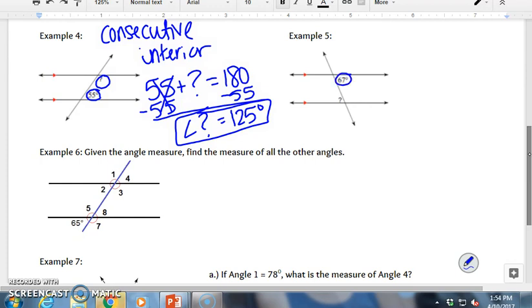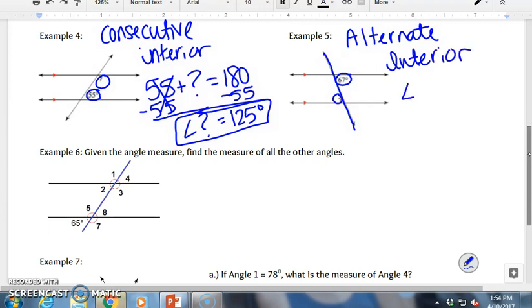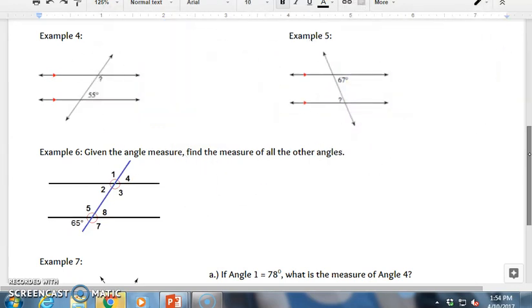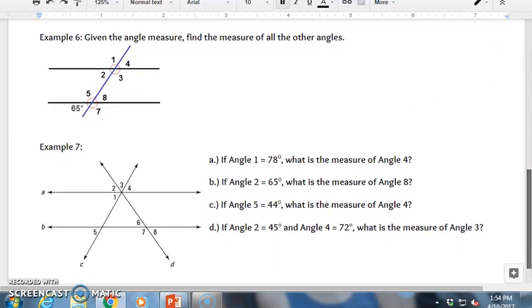All right, 67 and the question mark, they're inside of the parallel lines, but they're on opposite sides of the transversal. So that means they're going to be alternate interior. And alternate interior are going to have the same angle measurement. So angle question mark is going to equal 67 degrees. Hopefully you're kind of getting the gist of these and when they'll be equal and when they'll equal 180.